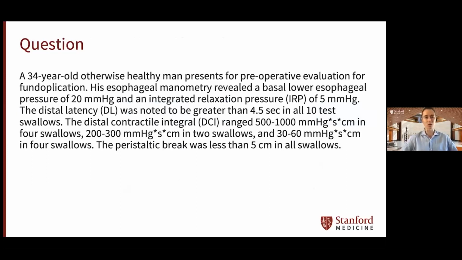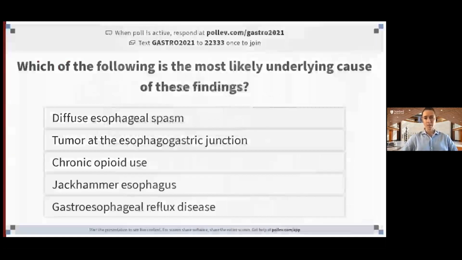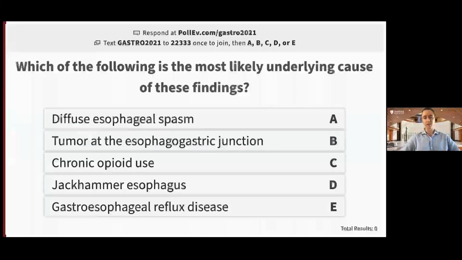The distal contractile integral, or DCI, ranged from 500 to 1000 millimeters mercury per second per centimeter in 4 swallows, 200 to 300 of this unit in 2 swallows, and 30 to 60 in 4 swallows. Finally, the manometry showed peristaltic break was less than 5 centimeters in all swallows. Next slide. So based on these manometry findings, which of the following is the most likely underlying cause?